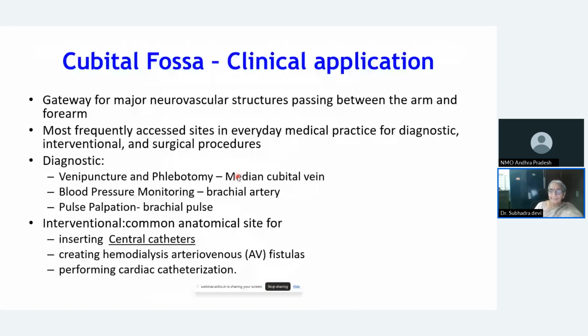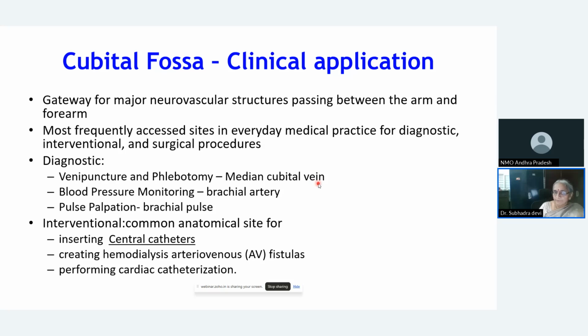So what is the clinical importance of the cubital fossa? This is another aspect. For every question you should remember its clinical application, so try to read and write one or two points at least. It's the gateway for major neurovascular structures between the arm and forearm. And it's the most frequently accessed area in everyday medical practice, either for diagnostic, interventional, or surgical procedures. So what are the procedures?